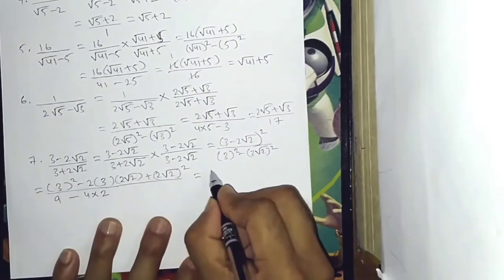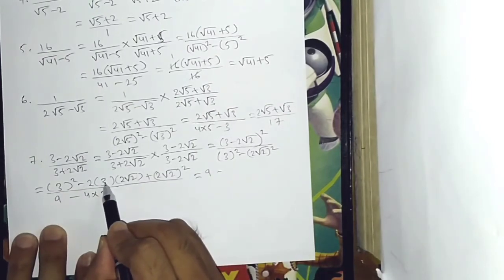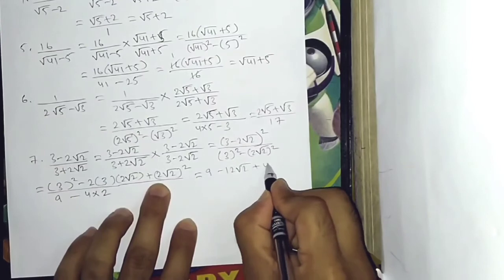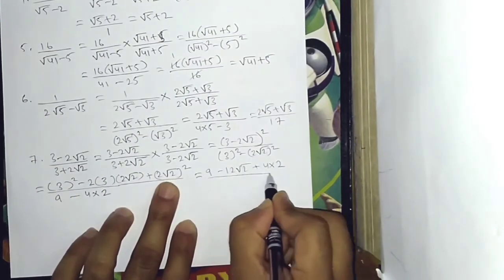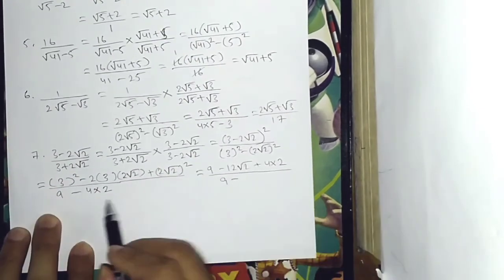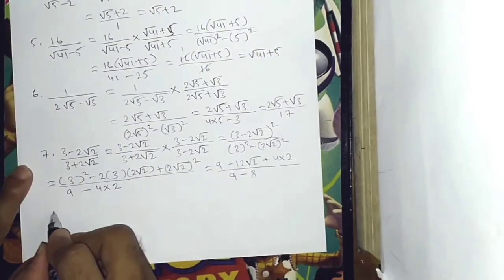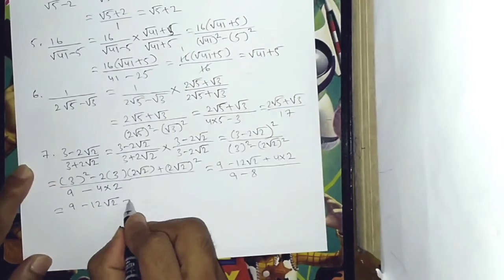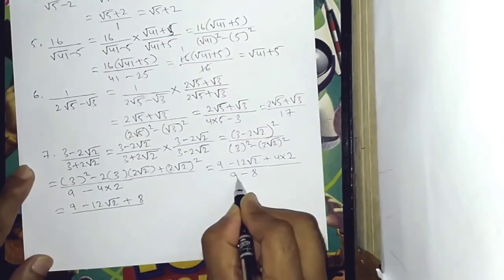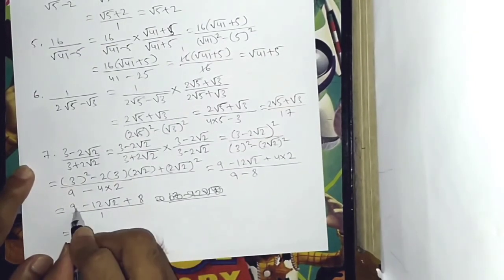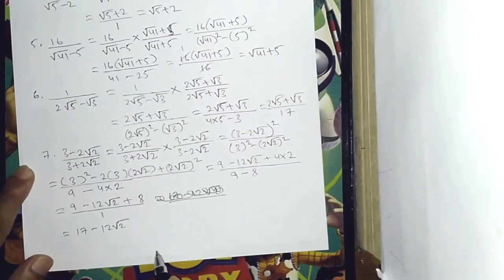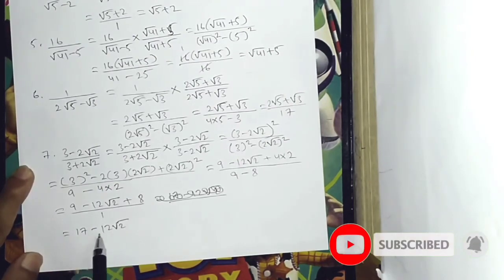And this is equal to 3 squared 9 minus 2 threes are 6, 6 twos are 12, so 12 root 2, plus 2 squared 4 into root 2 squared 2, so 4 into 2, which is 8, divided by 9 minus 4 twos are 8. And this is equal to 9 minus 12 root 2 plus 8 divided by 9 minus 8, which is 1. This is equal to 9 plus 8, 17, minus 12 root 2. The denominator is 1, so the numerator remains, and the answer is 17 minus 12 root 2.